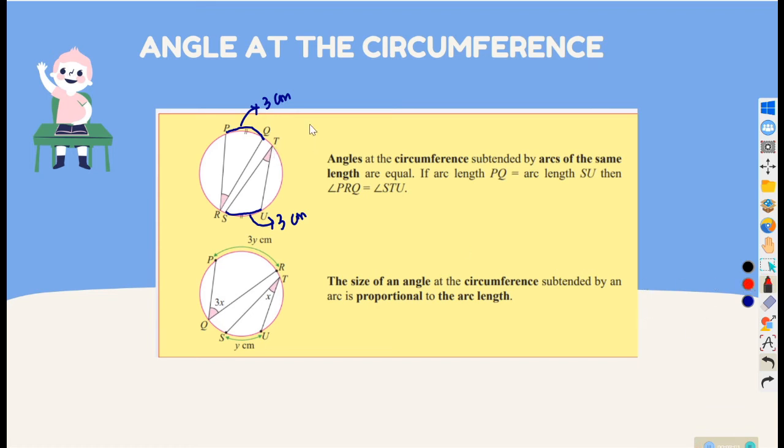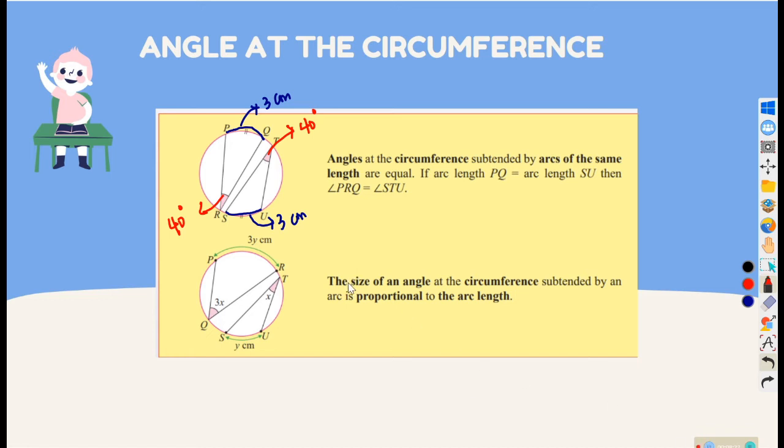Let's say the angle at T here is 40 degrees. So the same goes for this R. It will become 40 degrees because the length of the arc here is the same. So the same goes for the angle at the circumference.